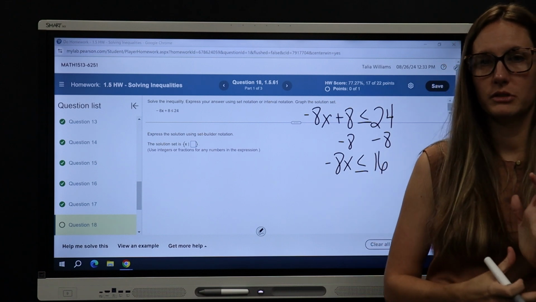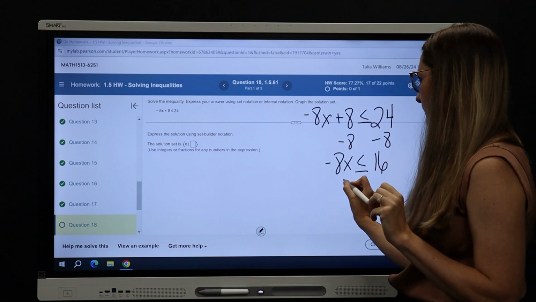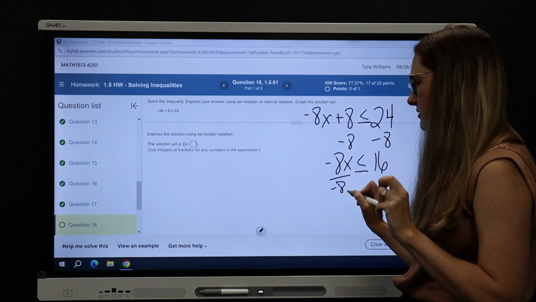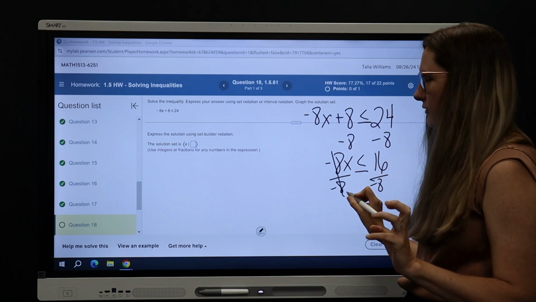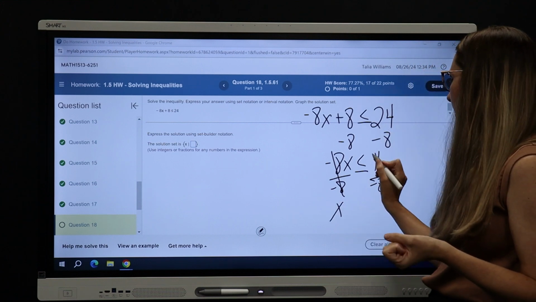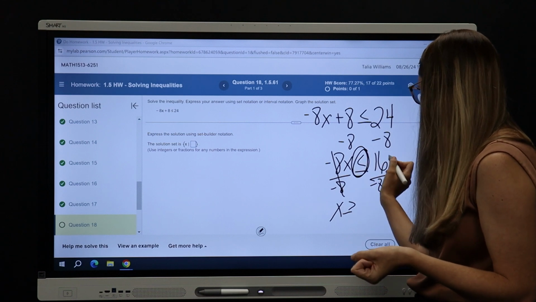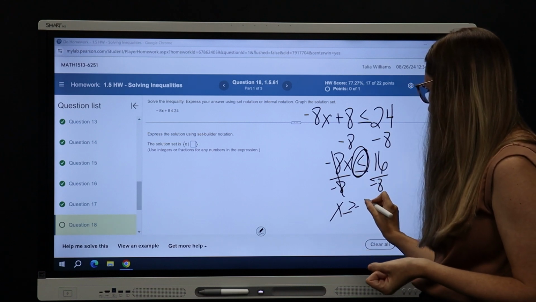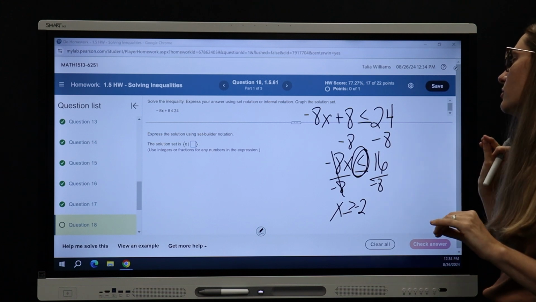This is where these problems change. If you divide or multiply by a negative, like we have to do right here to solve for x, negative divided by a negative is a positive. But if you divide by a negative, you have to flip your sign. I'll show y'all why. 16 divided by negative 8 is negative 2. So now x has to be greater than or equal to negative 2.